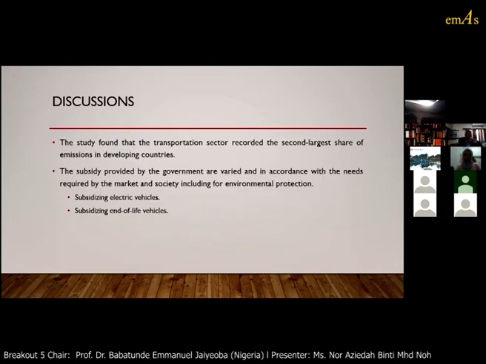Let's jump into the discussion. The study found that the transportation sector recorded the second largest share of emissions in developing countries. The subsidies provided by government are varied, in accordance with what is required by the market and society, including for environmental protection. For example, subsidizing electric vehicles and subsidizing end-of-life vehicles.